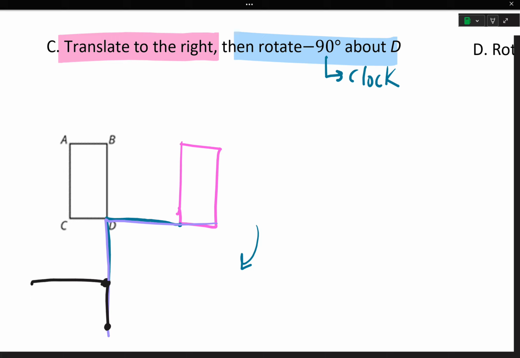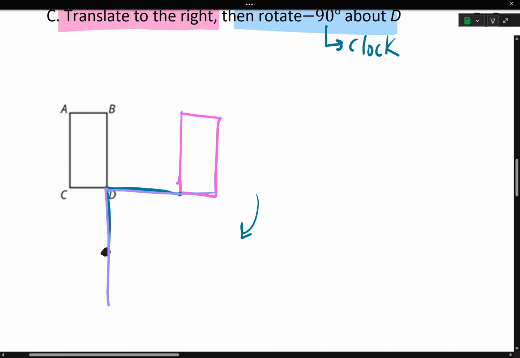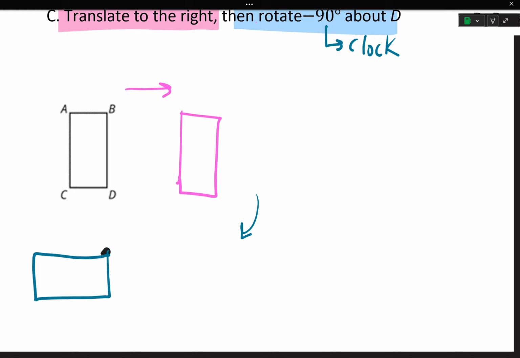And then from there, I'm just going to draw my rectangle that I was going to do in blue, Gumin. You're going to do it in blue. Here it is. First, we translated it to the right, and then we rotated it 90 degrees clockwise around point D.